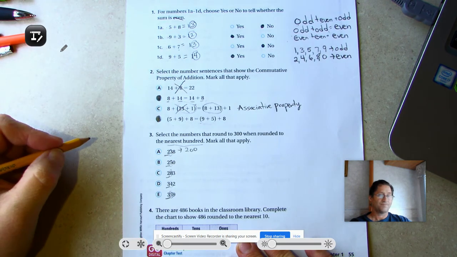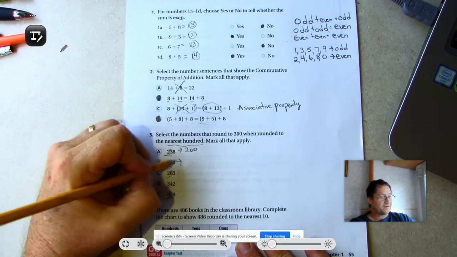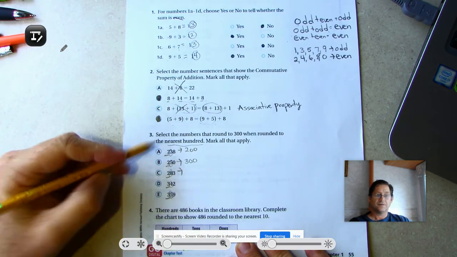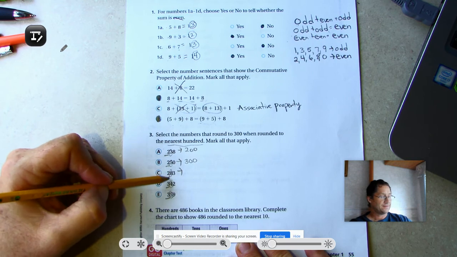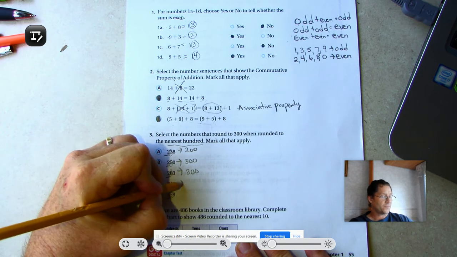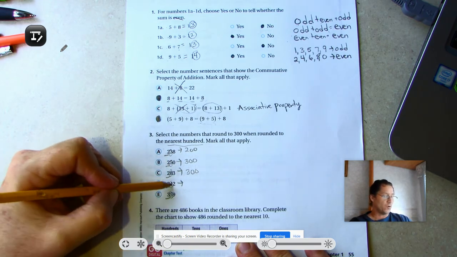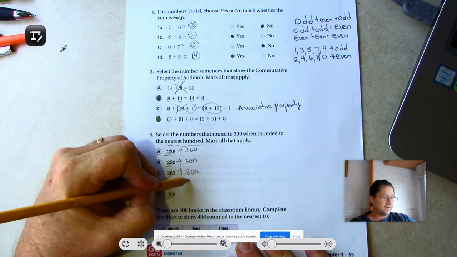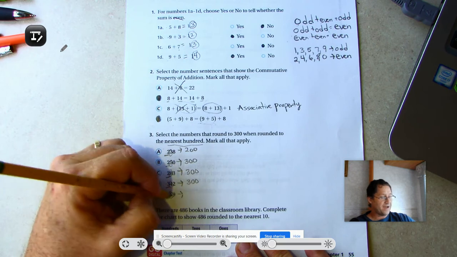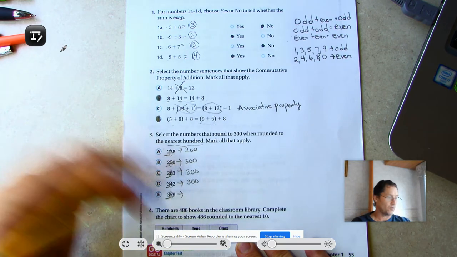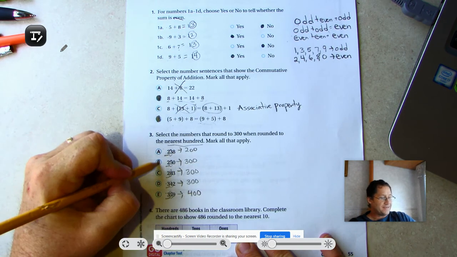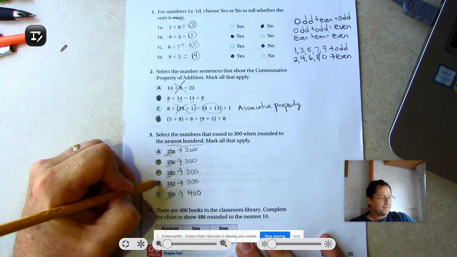200. 250, 5 or greater, so increase the hundreds by 1. 283, 8 is greater than 5, so increase the hundreds by 1. 342, the 4 is less than 5, so keep the 3 the same. 359, the 5 is 5 or greater, so increase the hundreds by 1. So it's B, C, and D.